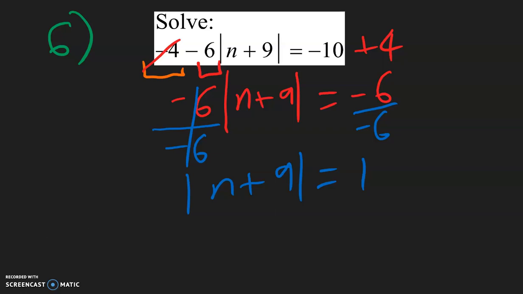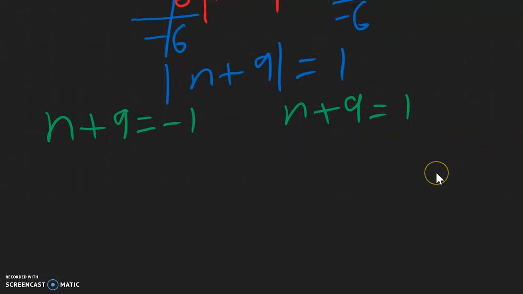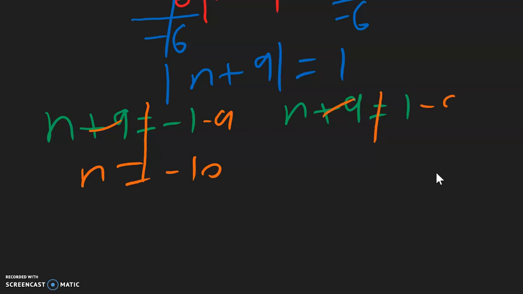Let me change it to green. n plus 9 equal to -1, or n plus 9 equal to +1. Okay, moving this up so we have more room. This 9 is being added, it's not being multiplied, so let's move it. -9, so we have n equal -10, or -9, n equal to -8. And these are the two solutions.